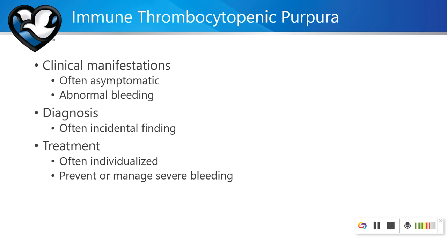Most people are asymptomatic with ITP, but may experience abnormal bleeding or purpura lesions in distal dependent areas. It is often an incidental finding with blood work, and diagnostic procedures are directed towards identifying the cause. The goal of treatment is to increase platelet count to a level that will prevent severe bleeding, and if the patient is already experiencing severe bleeding, to manage it.